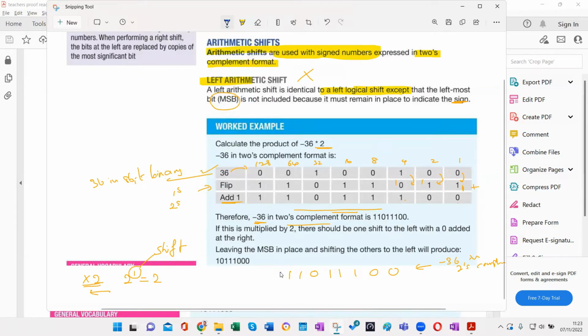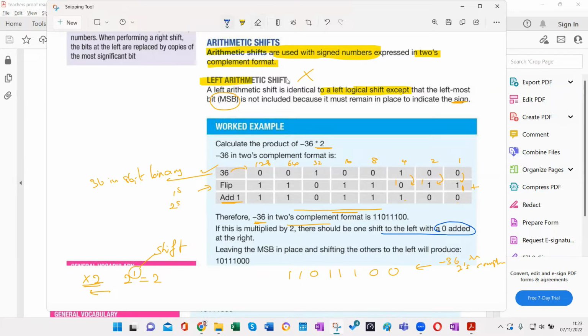Okay, let's do it. I'm going to put another 0 here because I'm going to move this to the left. If this is multiplied by 2, there should be 1 shift to the left with a 0 added to the right. So same as logical shift, nothing different, right? Leaving the most significant bit in place and shifting the others to the left will produce this.